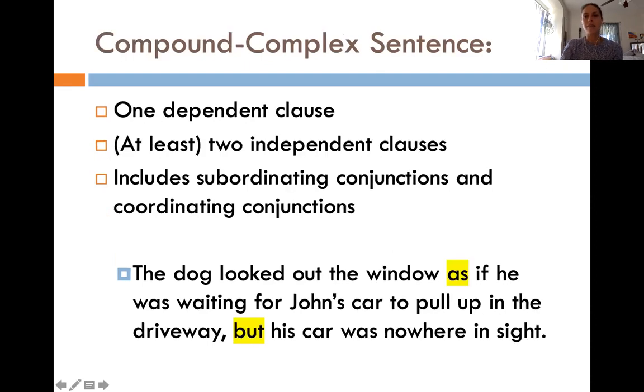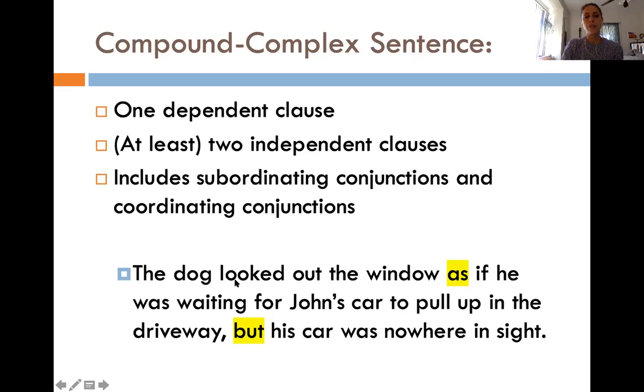All right, last type of sentence, our compound complex sentence. It has at least one dependent clause, at least two independent clauses, and includes subordinating conjunctions and coordinating conjunctions. Phew. So we have the dog looked out the window as if he was waiting for John's car to pull up in the driveway, comma, but his car was nowhere in sight. So both of these are conjunctions. This one is the subordinating conjunction. This one is the coordinating conjunction.